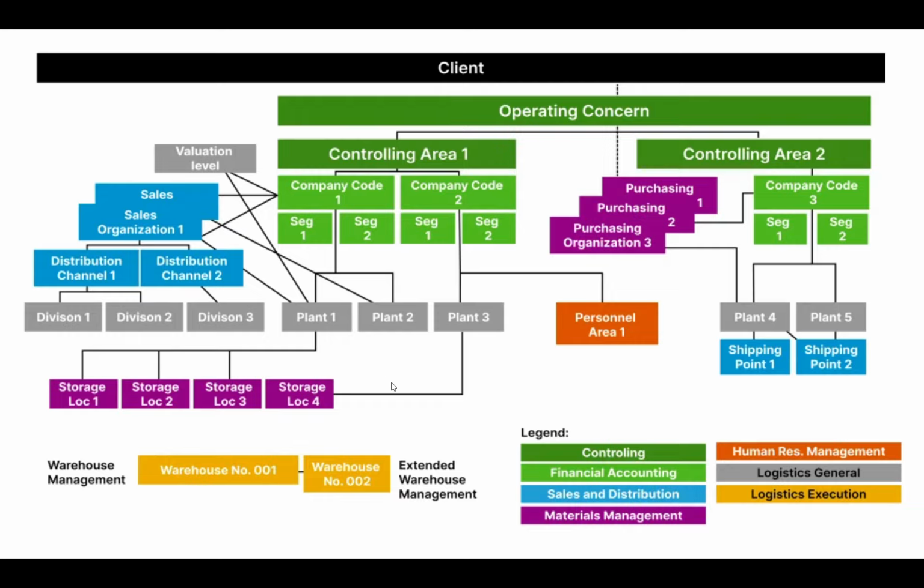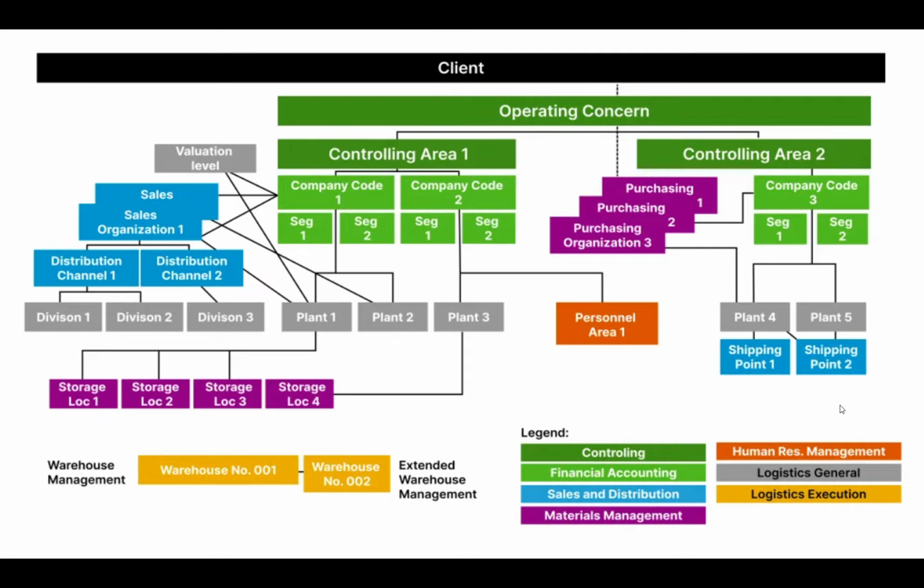Next, let's talk about plants. Plant is assigned to company code, but different plants are also assigned to different sales organizations. What is a plant? Plant is the physical location in which business activities such as production, storage, distribution, manufacturing, etc. take place. It also consists of storage locations which are assigned to each plant. In each of these storage locations, inventory is tracked and managed.